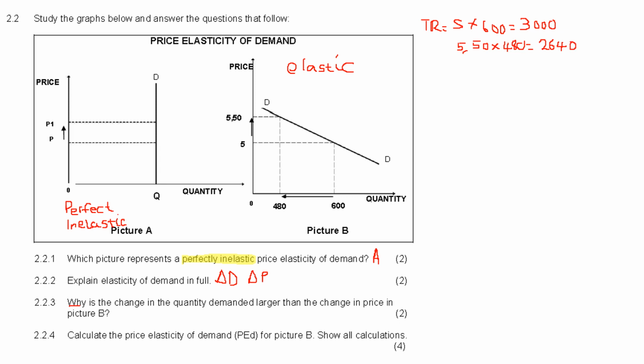So you would now agree with me that after increasing the price, the business has actually lost about 360, because before the price increase they were getting 3,000, and now after the price increase they are getting a total revenue of 2,640. So what has happened here? It is because people are now buying the alternative. Okay, but this one was not required by the question.